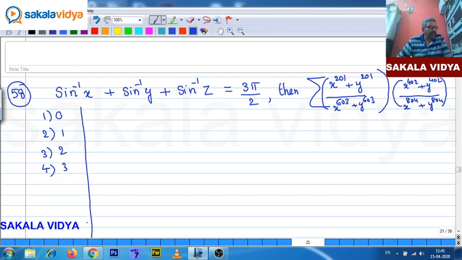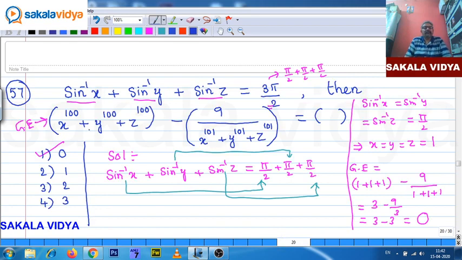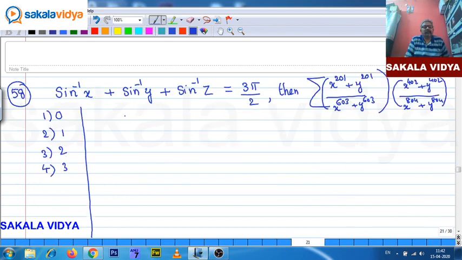Now we can directly apply it here. Once again I shall go to the previous problem. Whenever sin inverse x plus sin inverse y plus sin inverse z is equal to pi by 2 plus pi by 2 plus pi by 2, then sin inverse x equals sin inverse y equals sin inverse z equals pi by 2. So x equals y equals z equals 1. Let us come to this problem now.